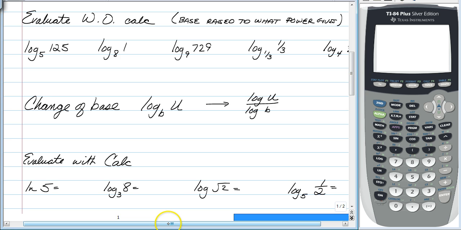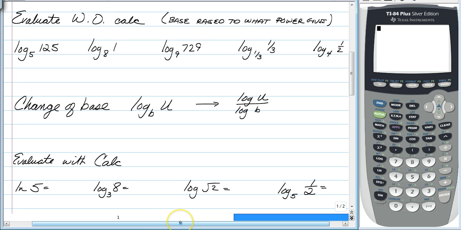So to evaluate without a calculator, what you're trying to do is think of the base raised to what power will give you the number. So log base 5 of 125, the way you think about it is 5 to what power gives you 125. That's what you need to think about here. And the answer is 3. 5 times 5 is 25, times 5 again is 125. So that's the thought process. 5 raised to what power gives me 125? So the answer to this question is 3.